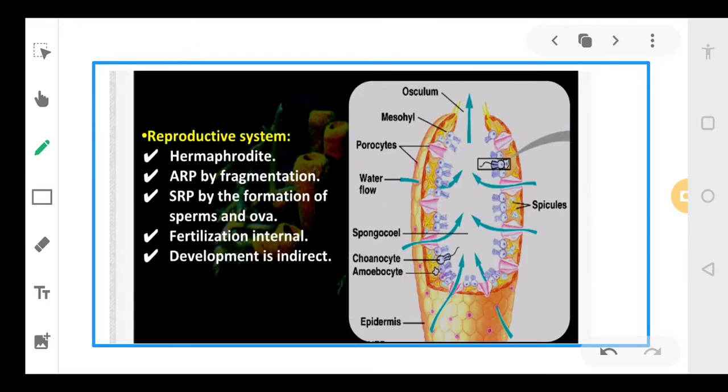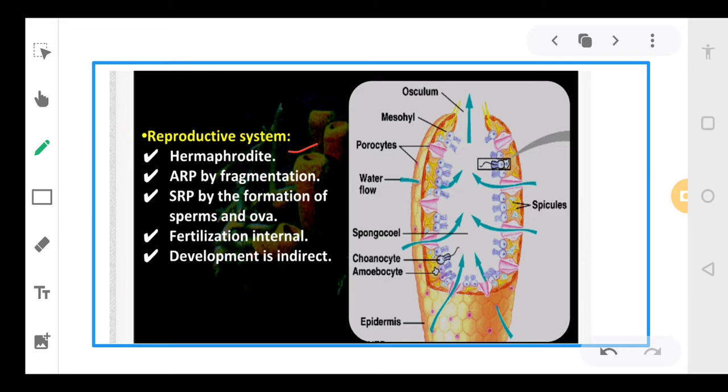Okay. Now these organisms are basically hermaphrodites. Hermaphrodite means that they do not have separate males and females. Both the male and female organs are present in the same body. So they are hermaphrodites.